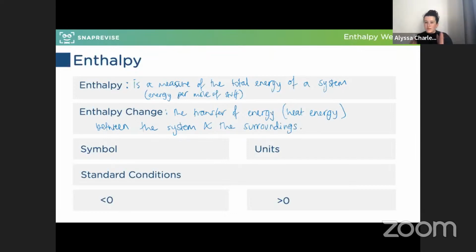And because, again, we're very specific about what the system is, enthalpy change should have a positive or negative value. It should have a sign, because the change is either going away from the system, out of the system, or into the system. Okay, so it's a vector quantity. It must have a direction to do with whether it's going in or out of the system. Okay, what's the symbol of enthalpy? Anybody know?